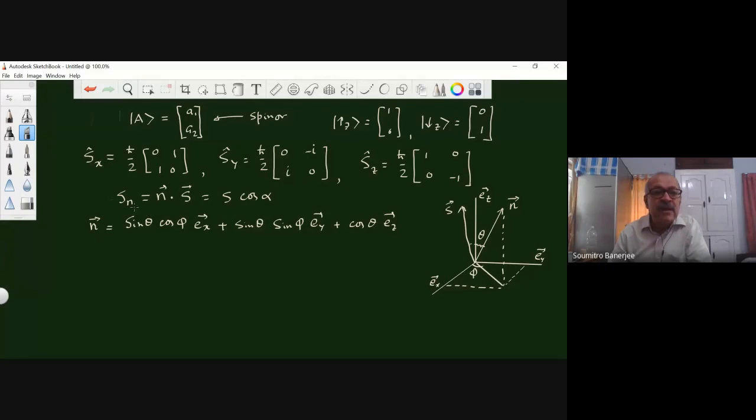So then we can calculate this. The projection of s on n is n dot s. Then it will be sin theta cos phi, which is the projection in the direction of x, so it is sx, plus sin theta sin phi sy, plus cos theta sz.